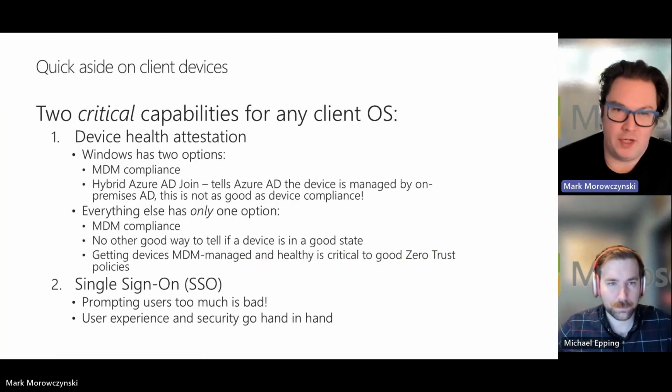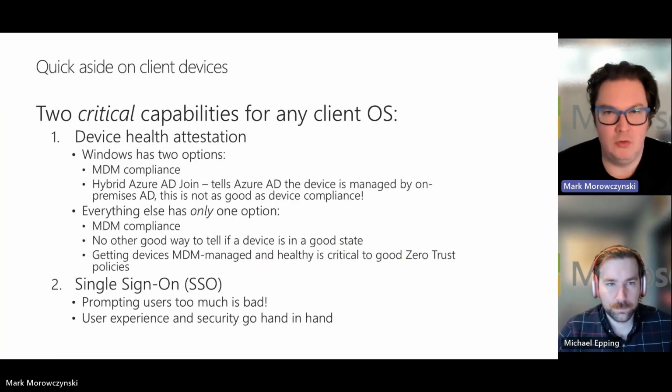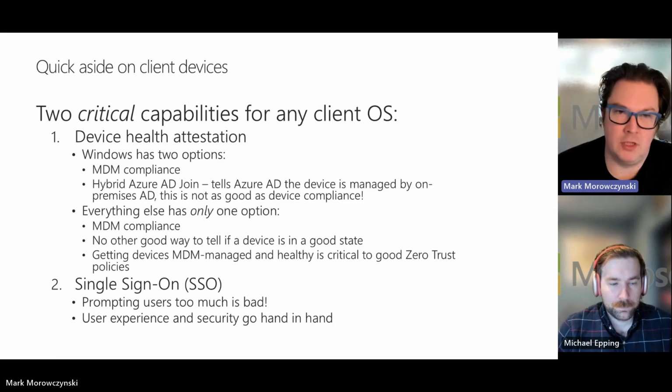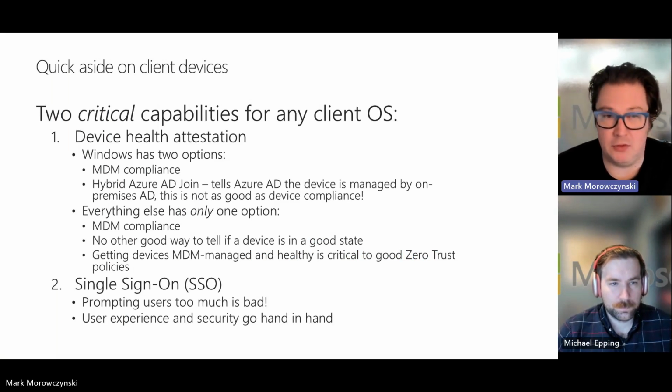So when it comes to client-side stuff, there's really two critical capabilities that we want to make sure any client has. The first one is being able to do some sort of device health attestation, and the second is doing single sign-on. From a health perspective, on a Windows machine, there's two options.